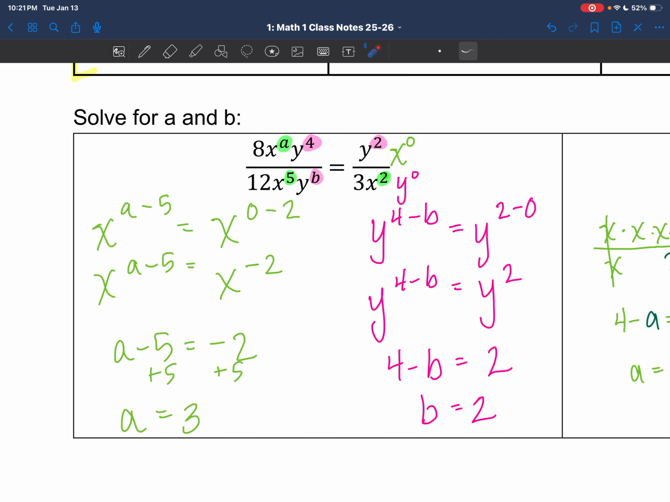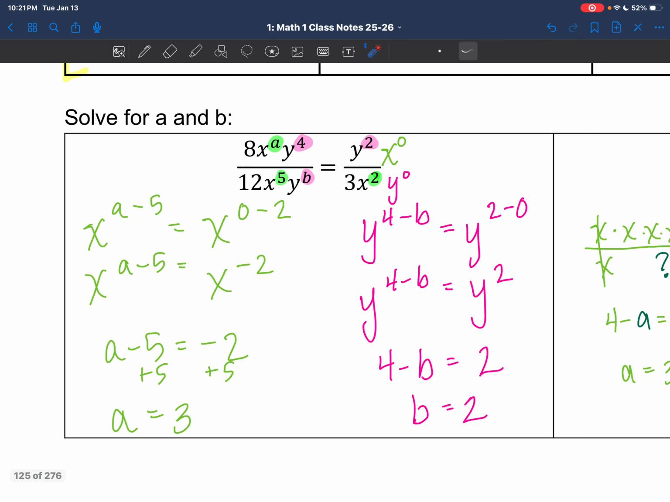Now you could also expand all of this out and just figure out what you need to make the other side equal. But that's one way to do it. So for b's, now I'm going to go 4 minus b. And then here, we don't have any y's. So it's really 2 minus 0. And then now that our bases are the same, we can just look here and do 4 minus b equals 2. So we're going to subtract 4. And we'd get negative 2, but since it's a negative b, we make it a positive 2. So we know b equals 2.